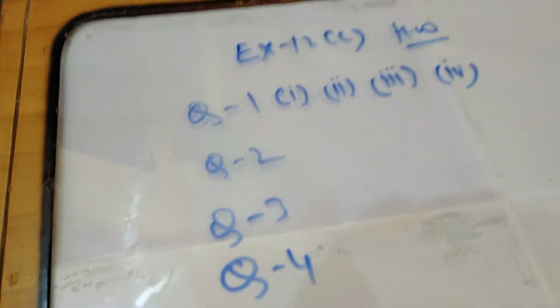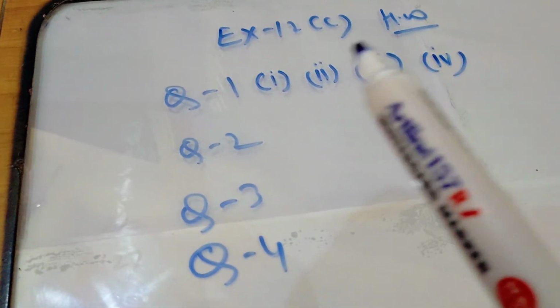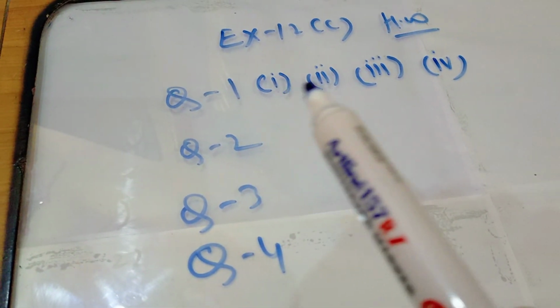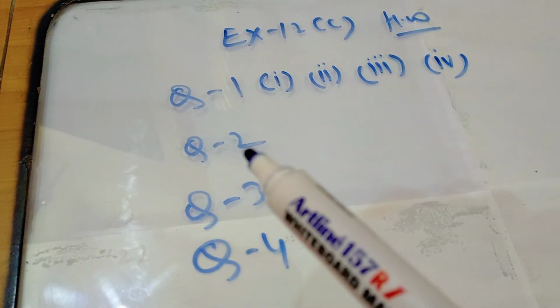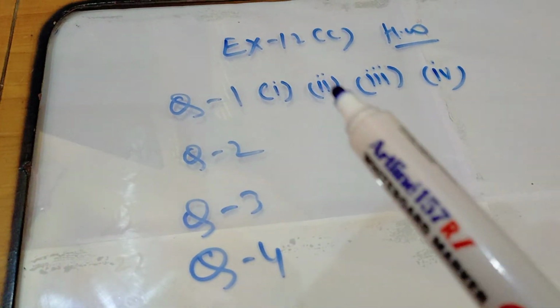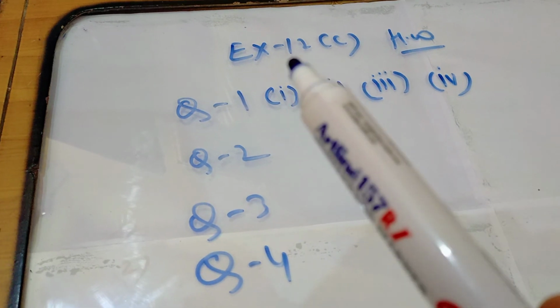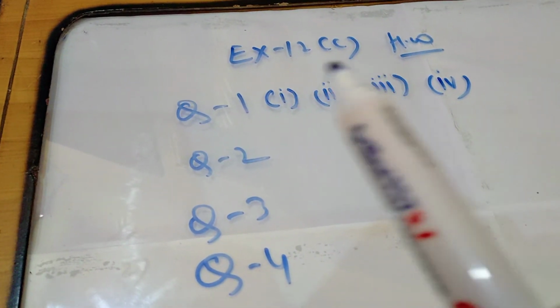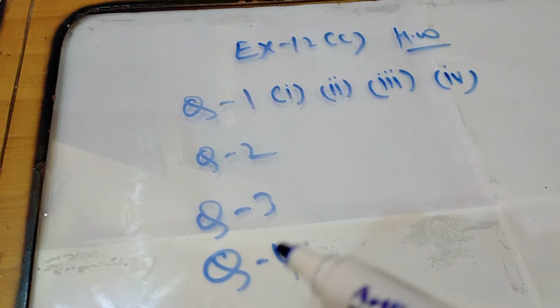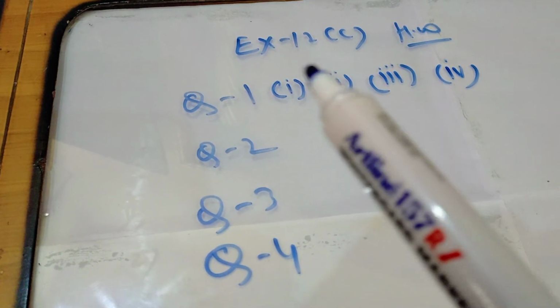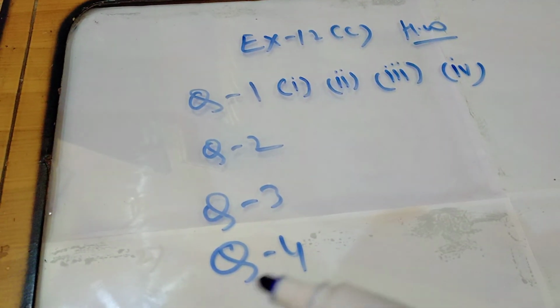So students, take the hint from this question and try to solve these homework questions: question number 1, first, second, third and fourth parts, question number 2, question number 3 and question number 4 from this exercise 12C. This is the application of maxima and minima, application of derivatives. So use this concept and try to get the solutions through this example.